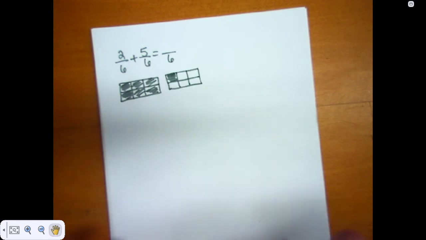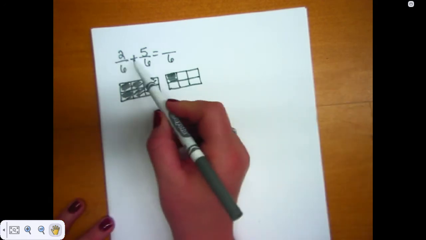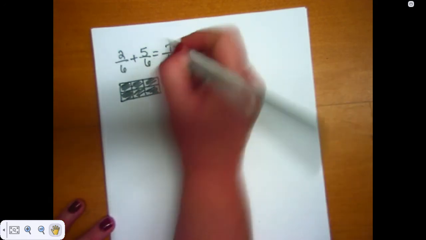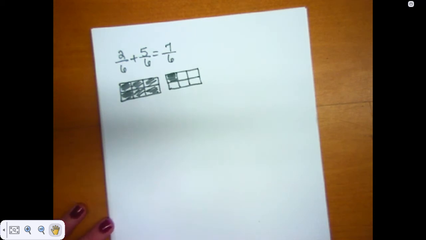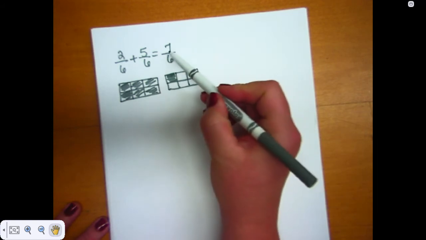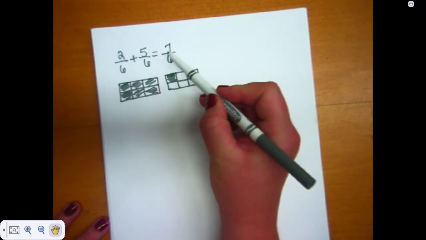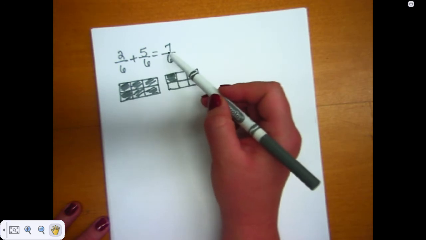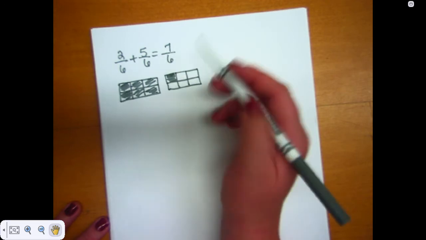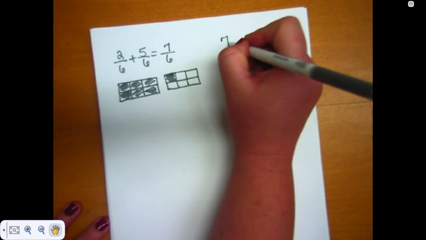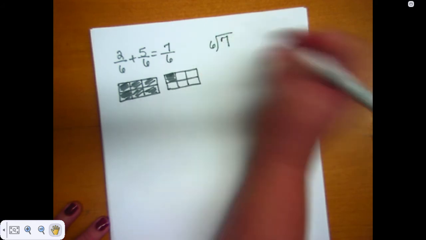Let's see what we get with numbers. So 2 plus 5 is 7. Well, we know that we cannot leave this as an improper fraction. So really this says 7/6, and it also says 7 out of 6. But it also says 7 divided by 6. So I'm going to come over here and do 7 divided by 6.